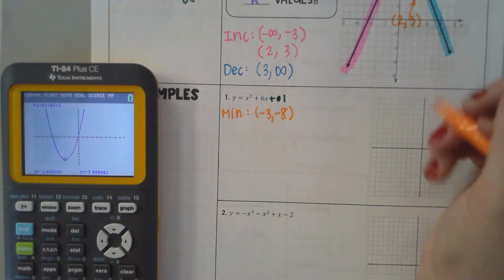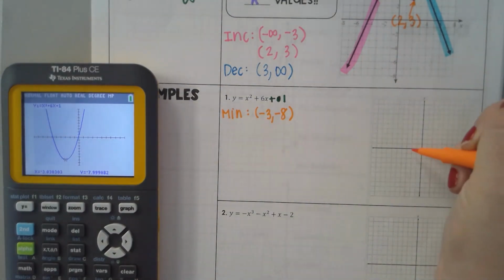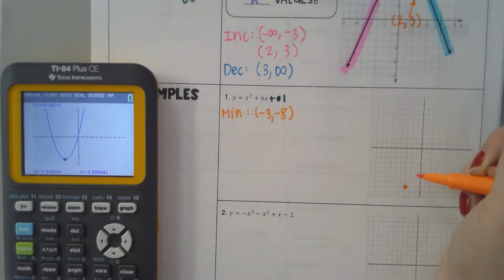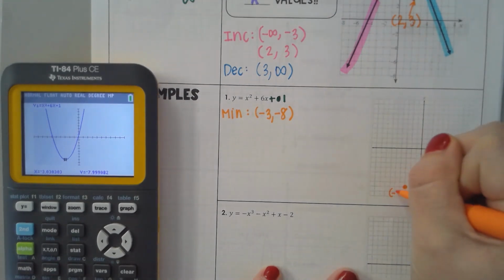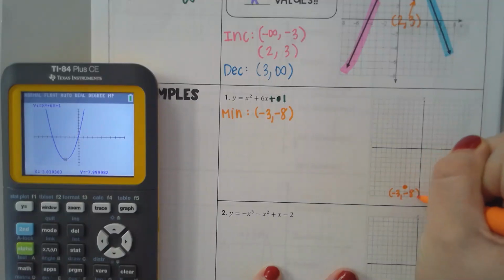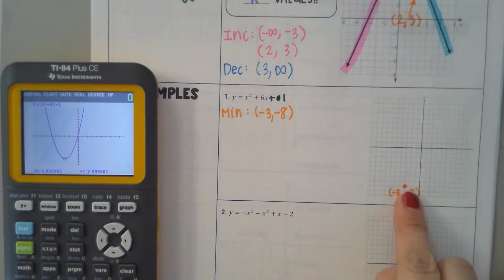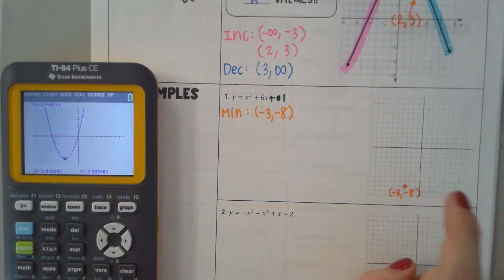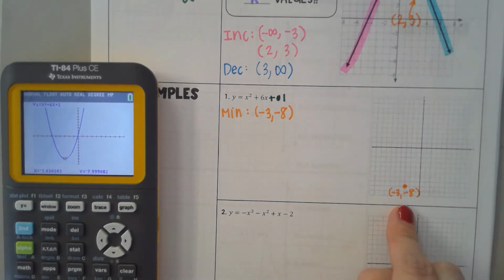And so then when I plot that, (-3, -8), I always like to go ahead and put the coordinate on the graph. That'll help you when you're trying to do your increasing and decreasing.